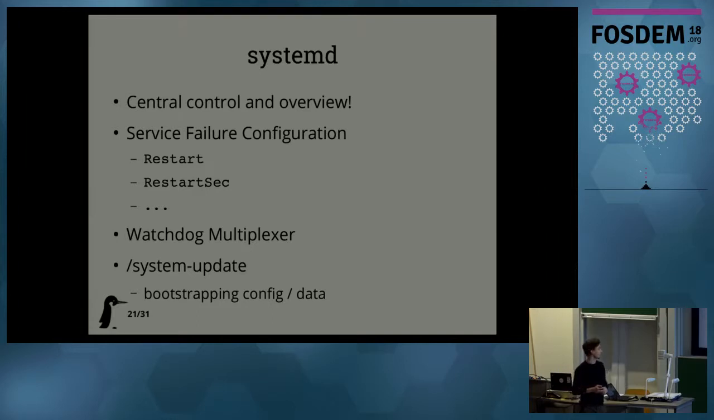And for example, the systemd update method is a way of bootstrapping configuration data on the initial boot of a system by placing a system update file in the root file system. Then systemd boots into a special target, performs some actions, and then reboots. And so you can bootstrap initial data on your system, for example.